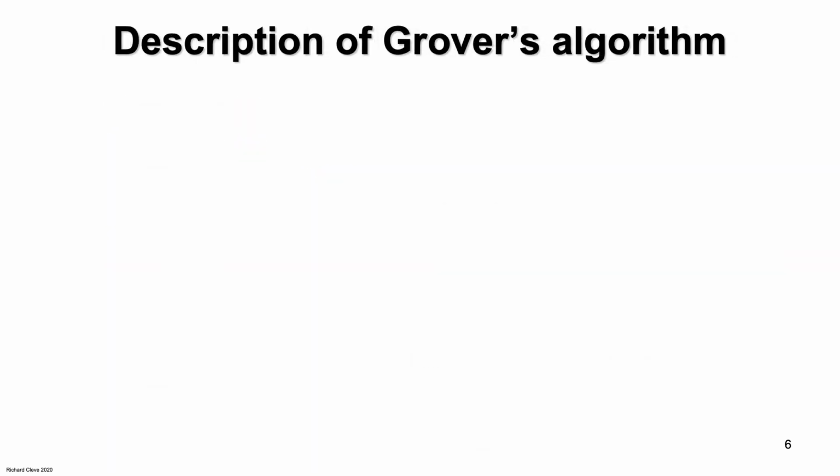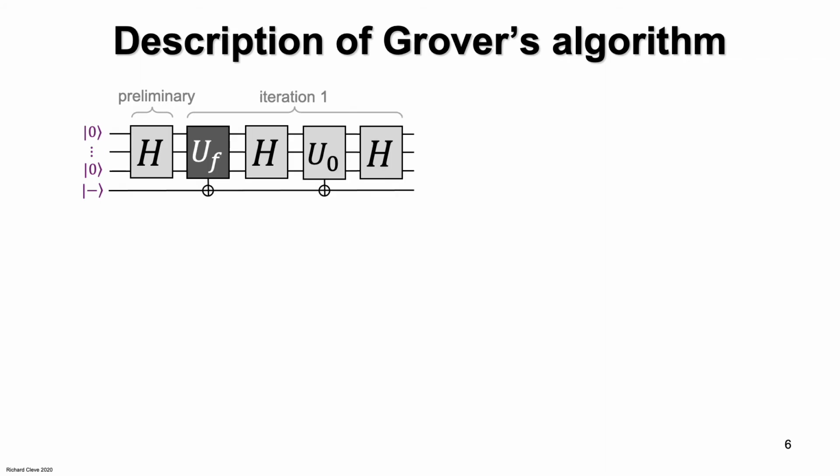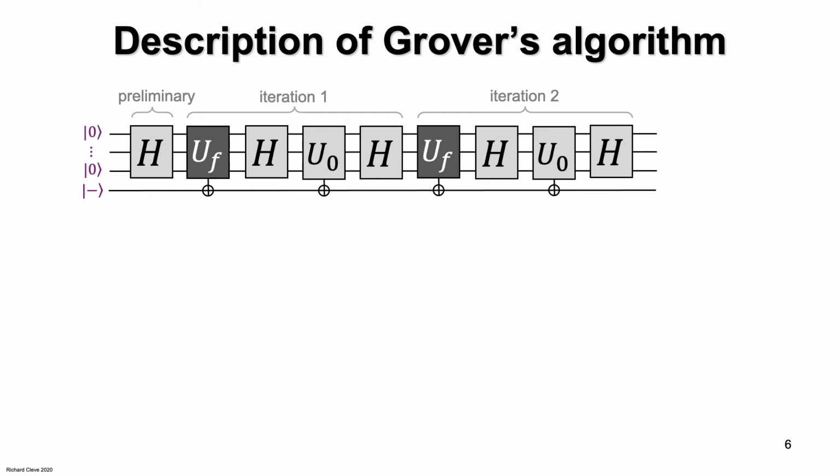Here's what the main part of Grover's algorithm looks like. It starts with a preliminary step, which is to apply H to the state of ket zeros. Next, what we'll call the first iteration occurs. This is the sequence U sub f, H, U0, and H. Then a second iteration, which is the same sequence of operations, occurs, and so on.